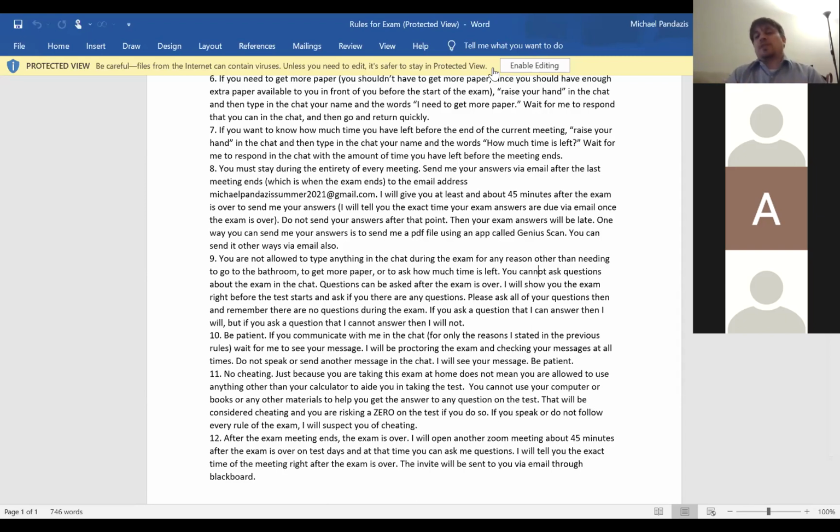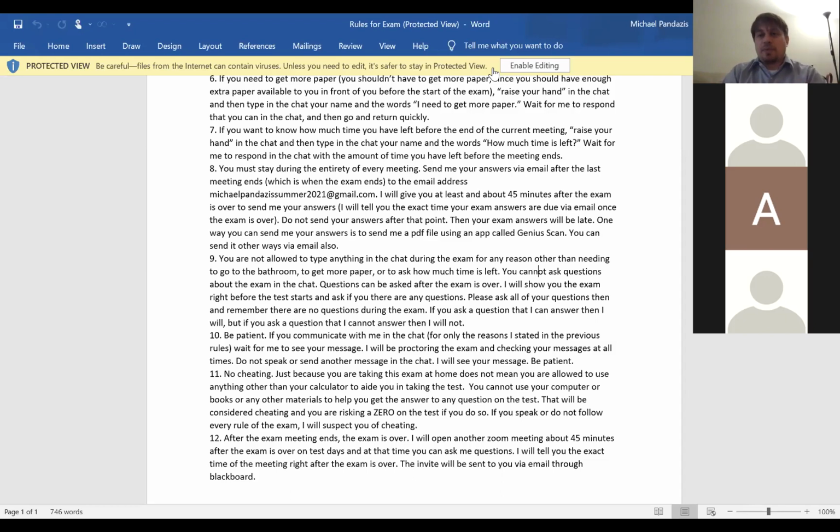You have Zoom downloaded on the device you're using for the exam. Make sure Zoom works. Make sure the audio works. Make sure the video works. A lot of times students say, my audio is not working or my video is not working. Test this before the exam. Test to make sure your video is working. Test to make sure your audio is working. If it's not working, use a different device.